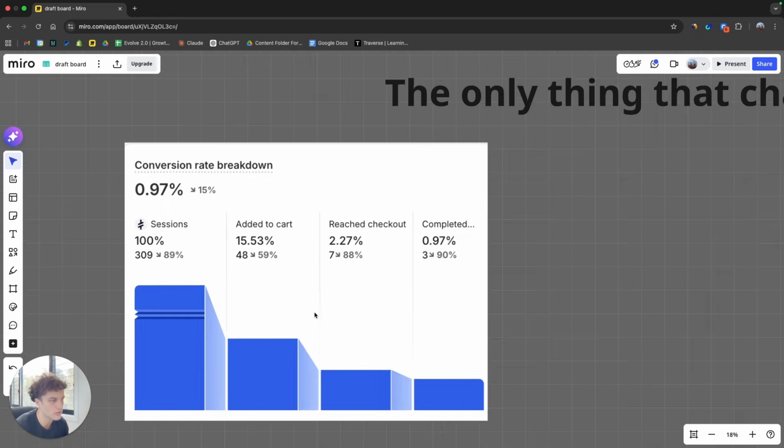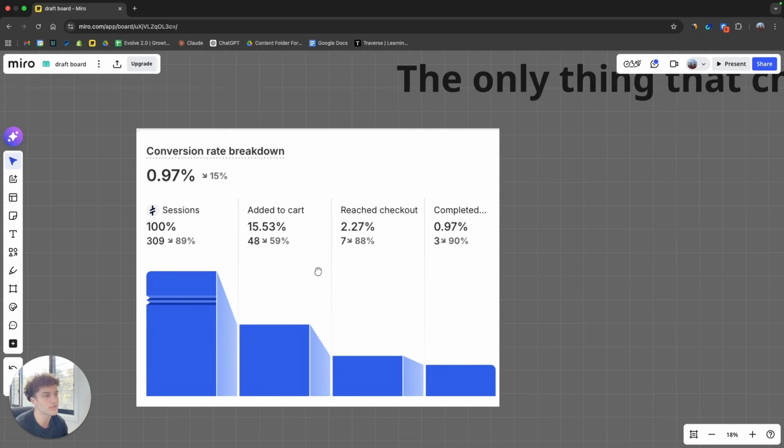So here was the product launch. We had 48 add to carts, 7 checkouts, and 3 complete purchases. If you saw this, you'd be like, oh, let me add some trust badges, let me mix up my add to cart. There's obviously friction there or whatever, without realizing it was just your ads attracting window shoppers.